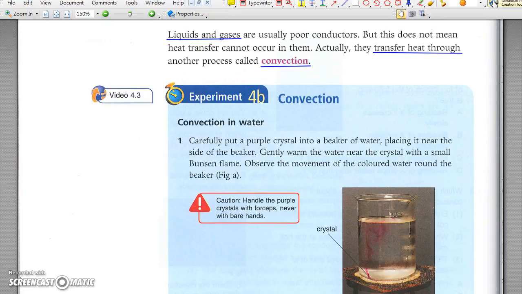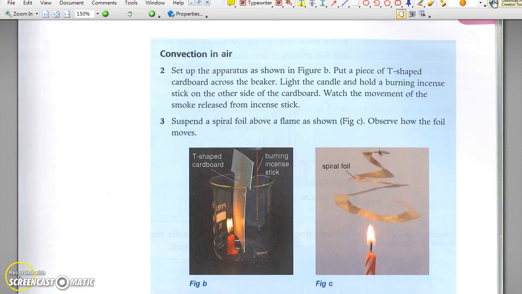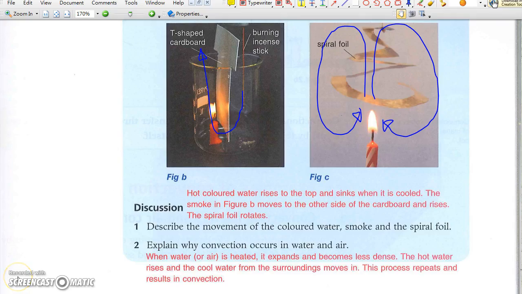Experiment 4b: Convection. The experiment shows the convection currents in different cases. In all these cases, you can see convection currents form closed loops.